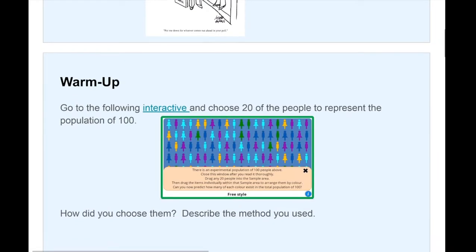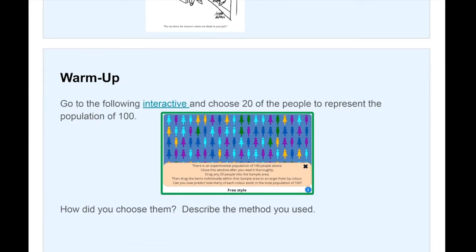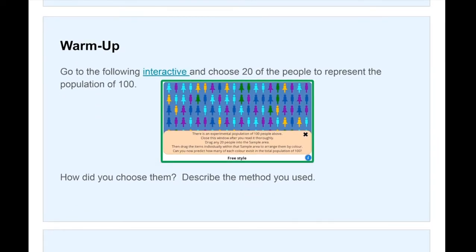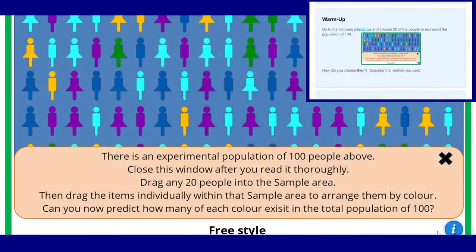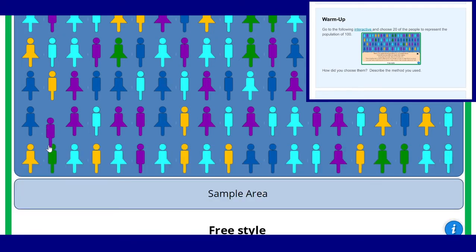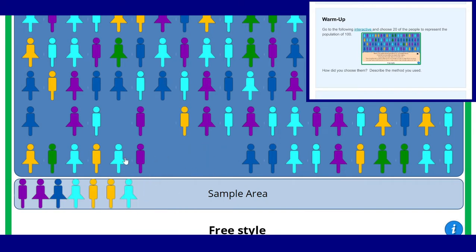Now, as a warm-up, there is an interactive in the course content. It's called kind of like a freestyle sampling or a warm-up. So if you go to the course content, you should see something that looks like this. So basically, we have a population of 100 people above, and we want to select 20 people into the sample area. So all you have to do is just drag and drop people, and you want to drag 20 people into this group.